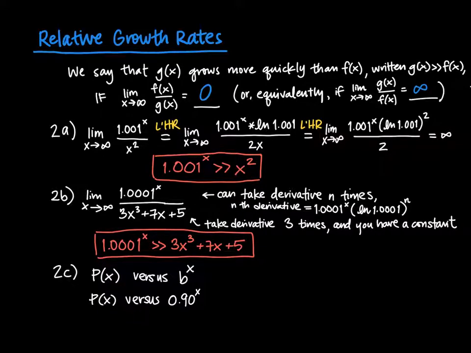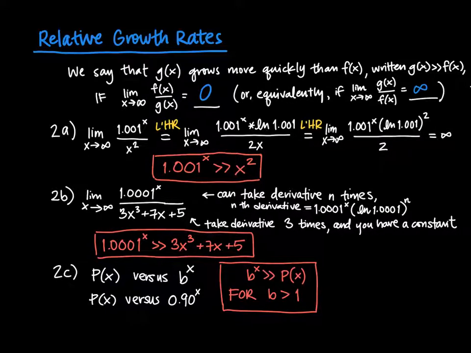For b greater than 1, that's when the polynomial is in trouble. No matter what, as long as b is greater than 1, that exponential function is going to grow faster than the polynomial, no matter how large the degree of the polynomial is. That's a really important clarification.